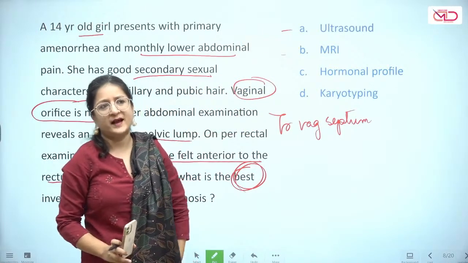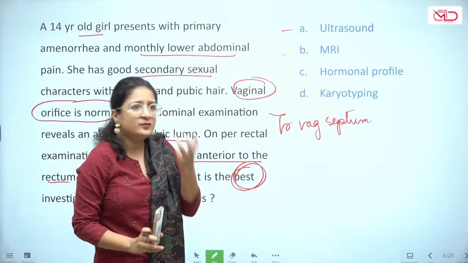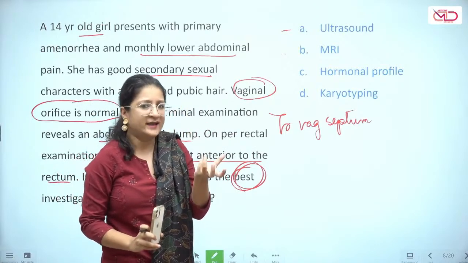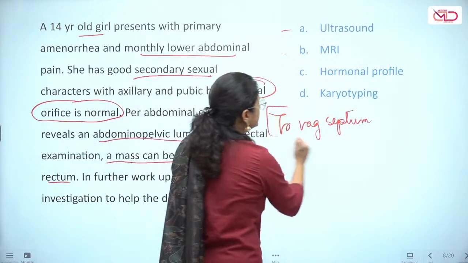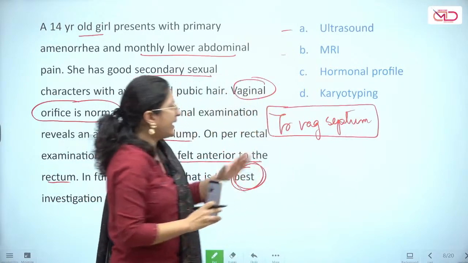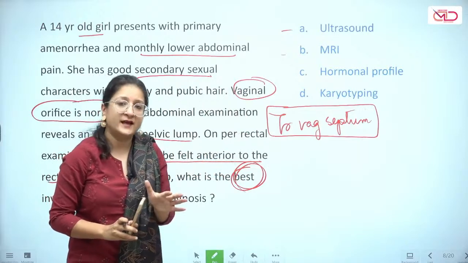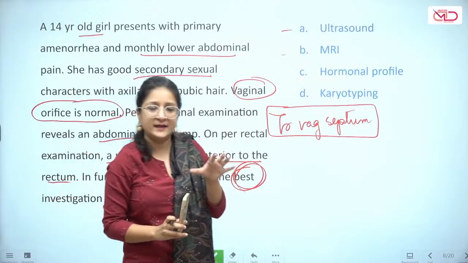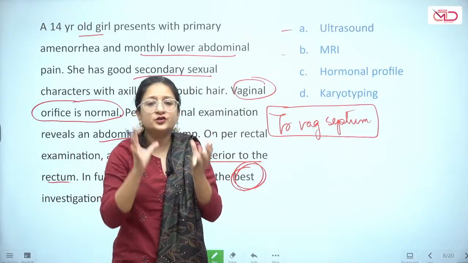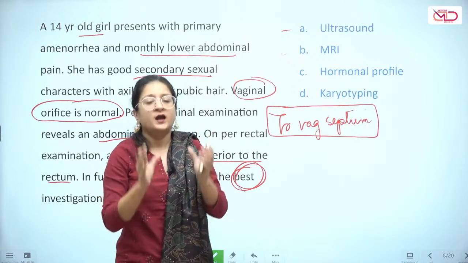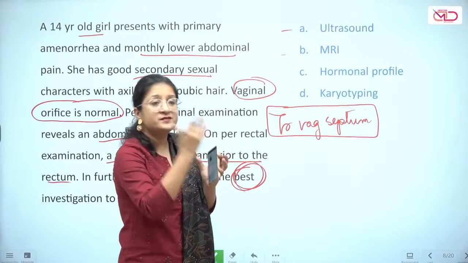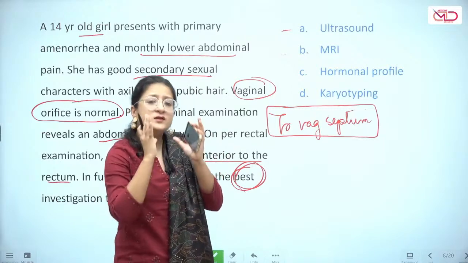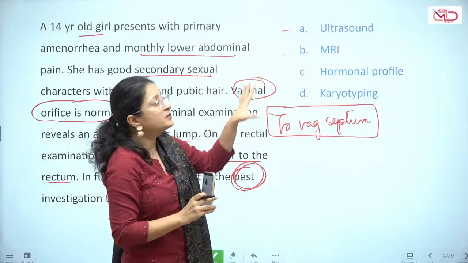There's no problem in that. It will help me at the most find out where the collection is. But if you want to be very certain about the diagnosis of transverse vaginal septum, an MRI is going to give you the best diagnosis. MRI is the modality in which the soft tissue delineation is very good. So if I want to look at how thick the septum is, how deep into the vagina the septum is, then the most accurate information can be gained by MRI.